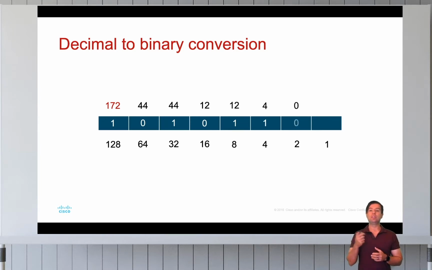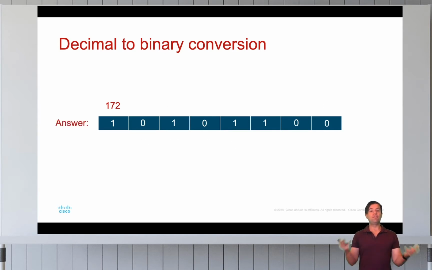2 doesn't fit into 0. And 1 also doesn't fit into 0. So our final answer is that the binary value that is the equivalent to the decimal value of 172 is 10101100.